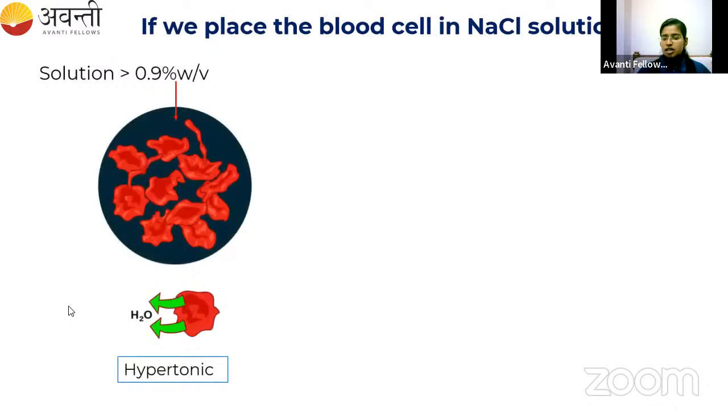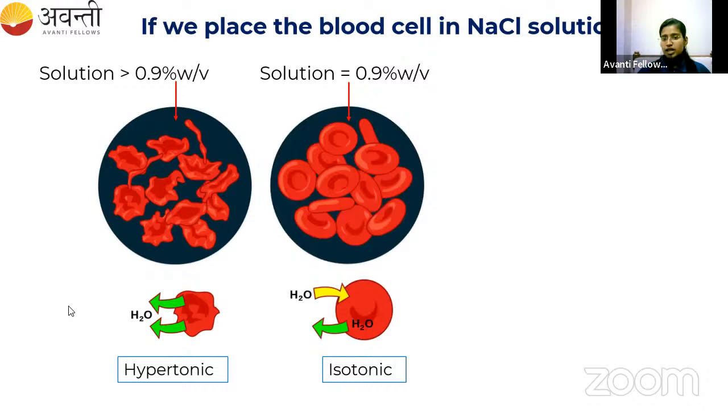So what is happening here in the first case? Water molecules which are present inside the blood cell are coming out. If this is the case, then it is hypertonic. Then the solution is called a hypertonic solution. And if the solution concentration is equal to 0.9 percentage, the flow of water molecules into the cell and the water molecules coming out of the cell will be equal. Means it is an isotonic solution.